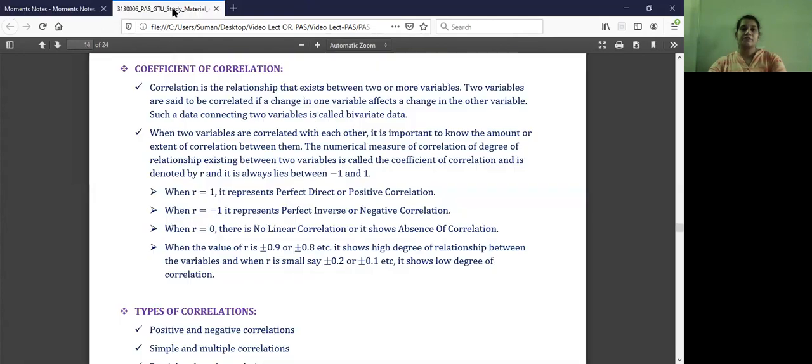After that we find the coefficient of correlation. What is the correlation? Our next topic is coefficient of correlation.